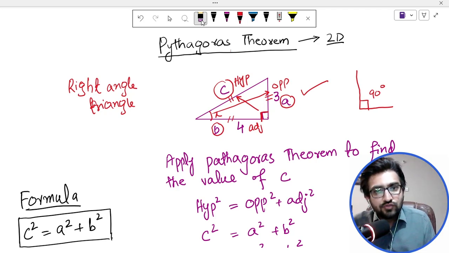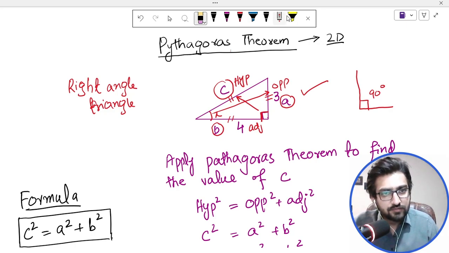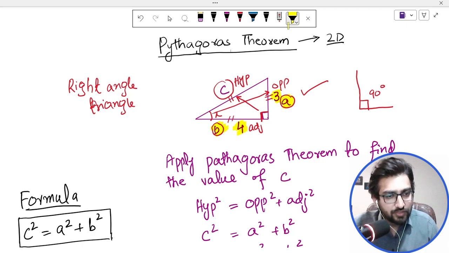So now in this question, two sides are given. This side is given, that is 3. The value of this side is 3, and this is A. The value of this side of the triangle is 4. And the name of this side is B. So B is equal to 4, A is equal to 3. And we need to find out C. We need to find out the hypotenuse.